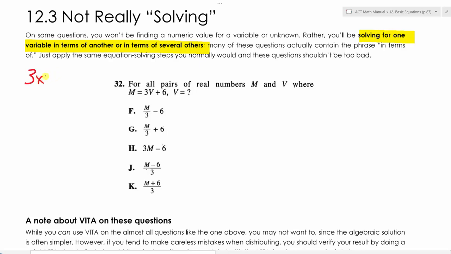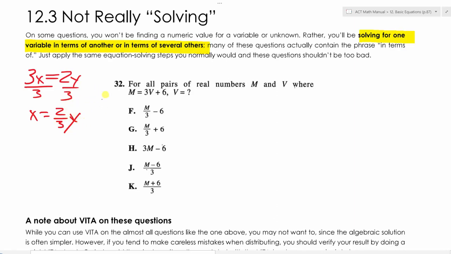silly and simple here. If I had 3x equals 2y and somebody said solve for x, well, what would I do? I'd divide both sides by 3 and I would get x equals 2/3 y. And now I have solved for x in terms of y. I have expressed x in y terms.